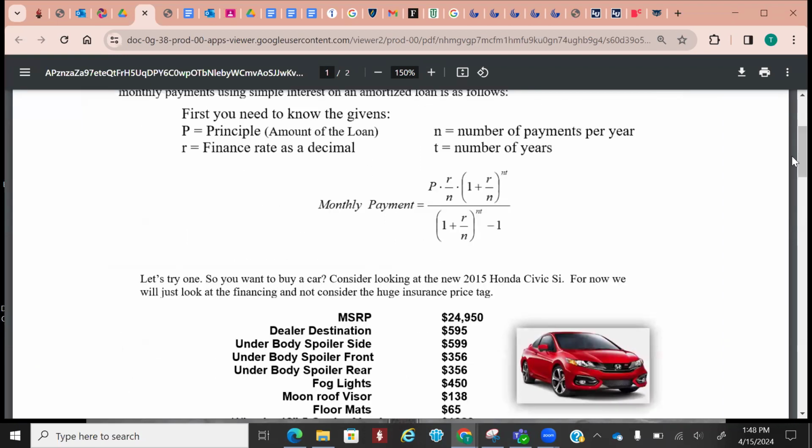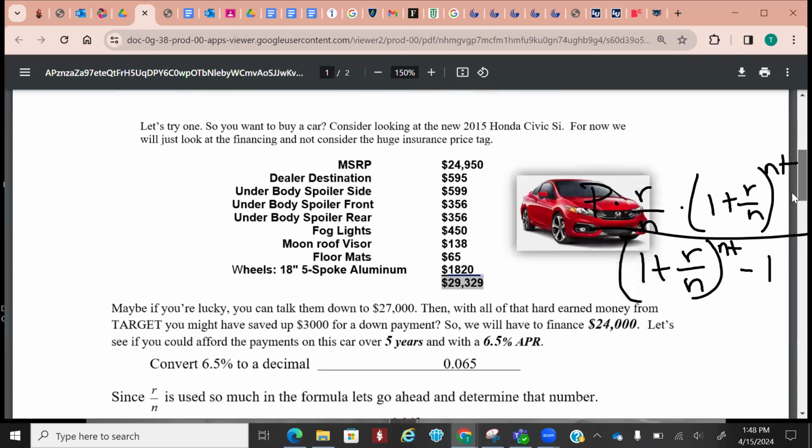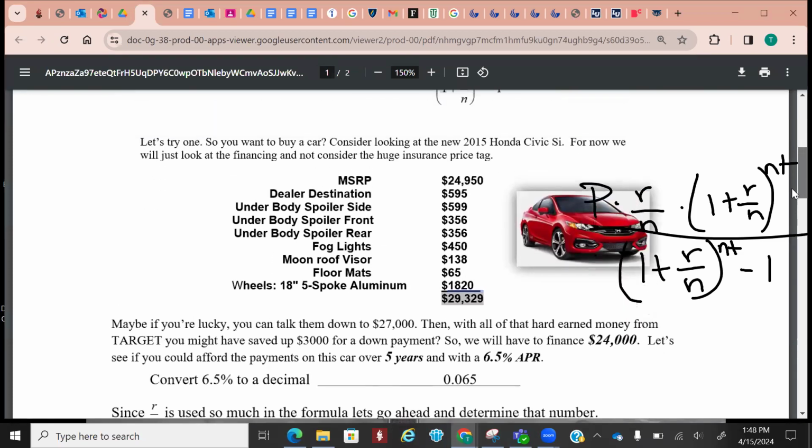So keeping this formula in mind, we have P times R divided by N, times 1 plus R divided by N raised to the NT, over 1 plus R divided by N raised to the NT, minus 1. P is the principal, N is the number of times that happens in a year, T is the number of years, and R is the finance rate. Now, you might have done this in Algebra 1, but we did a simplified version.